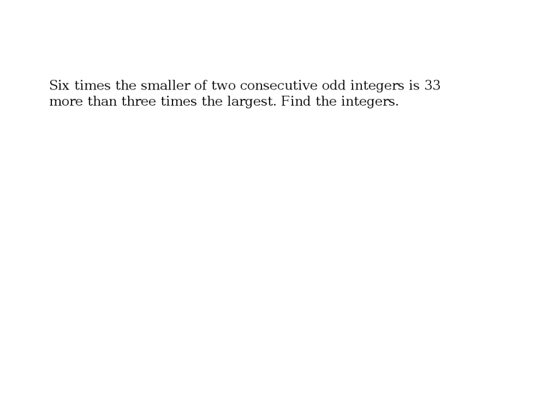Yeah, I'm not too positive on the first step. Well, I think 6 times the smaller of 2 consecutive odd numbers would be 6x, is equal to x plus 2.